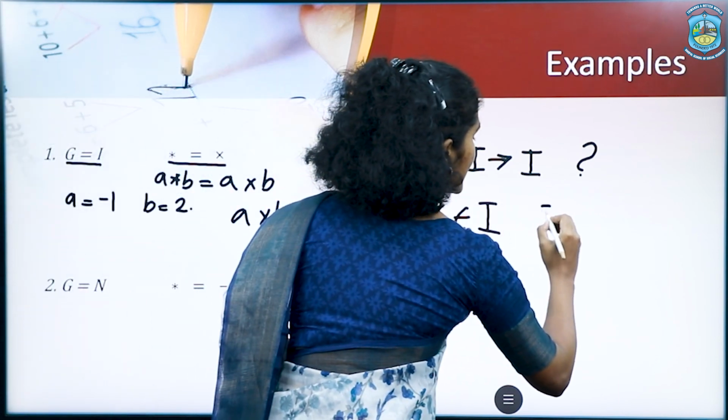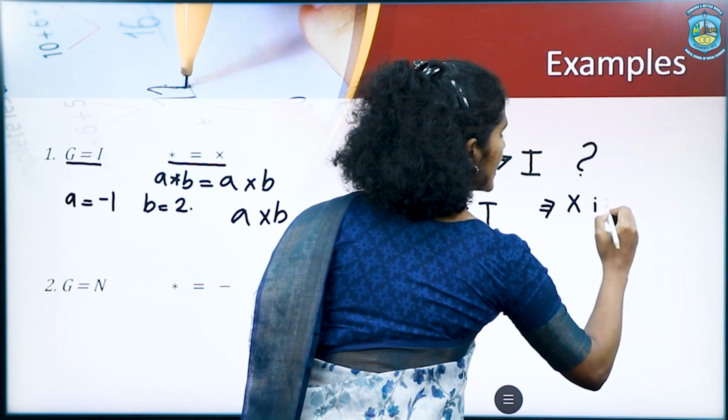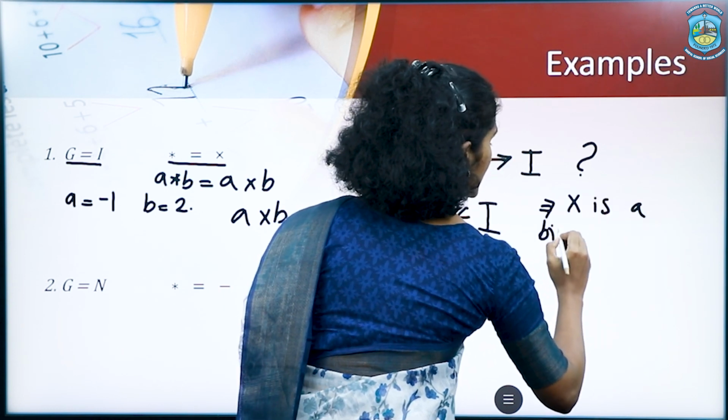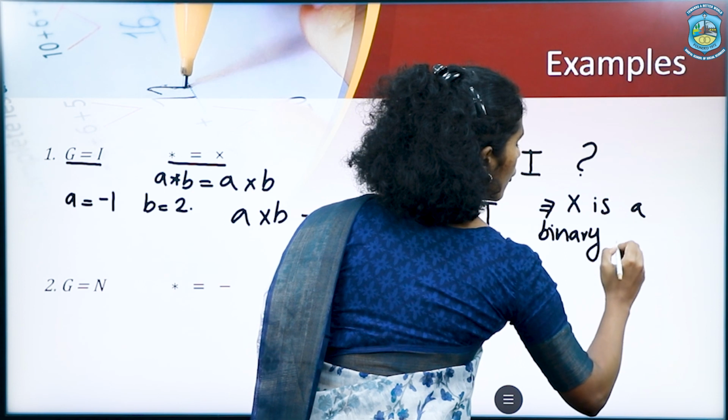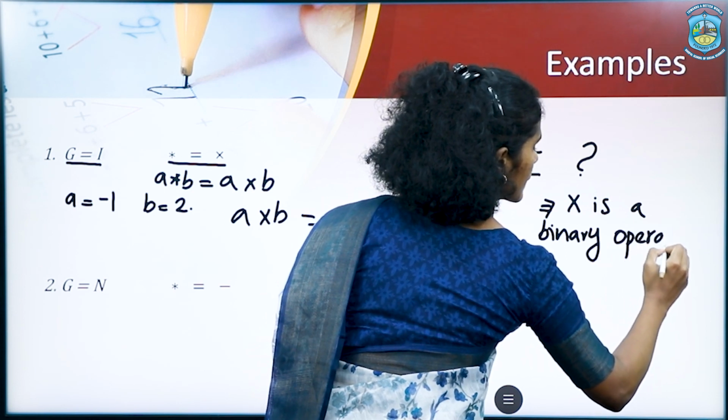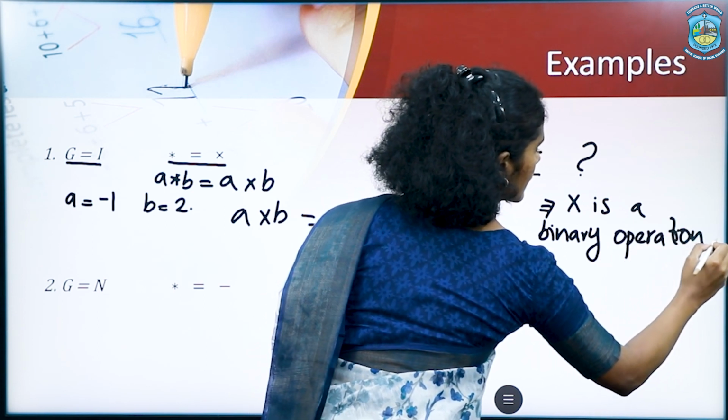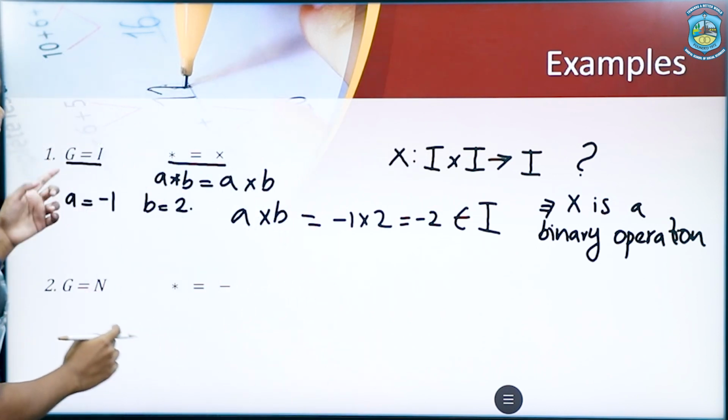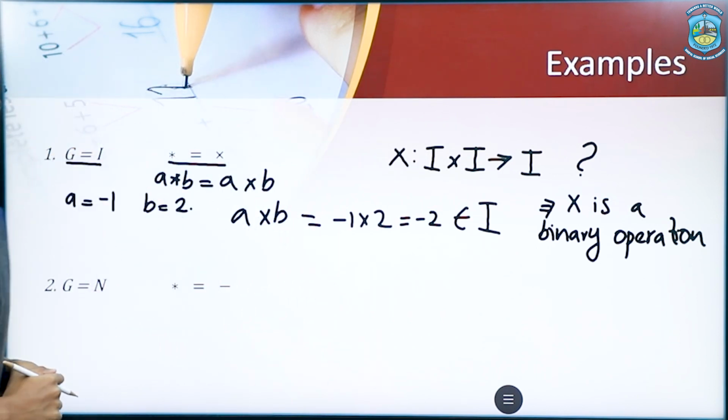Therefore, we can say multiplication is a binary operation in G, that is the set of integers.